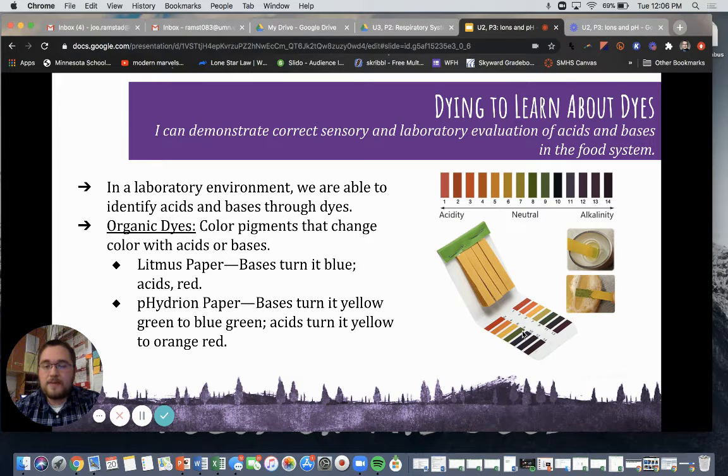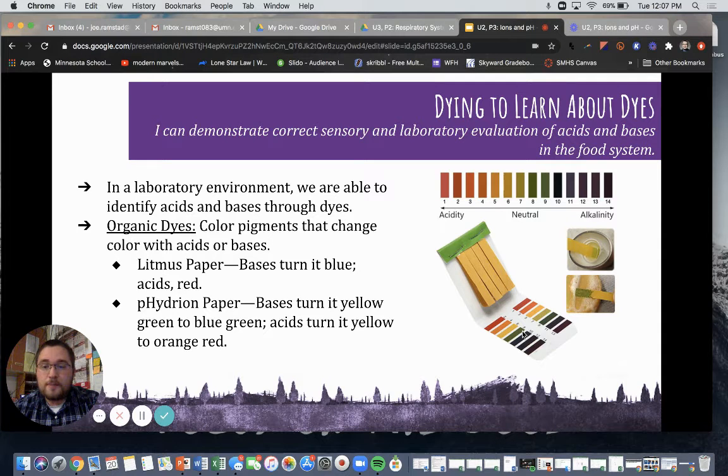The first is called litmus paper. Litmus paper is something that you probably have seen in a chemistry class or in a biology class or in physical science or probably somewhere in your life. You'll dip it into a substance, and if it turns blue, that means it's basic. And if it turns red, that means it's an acid.